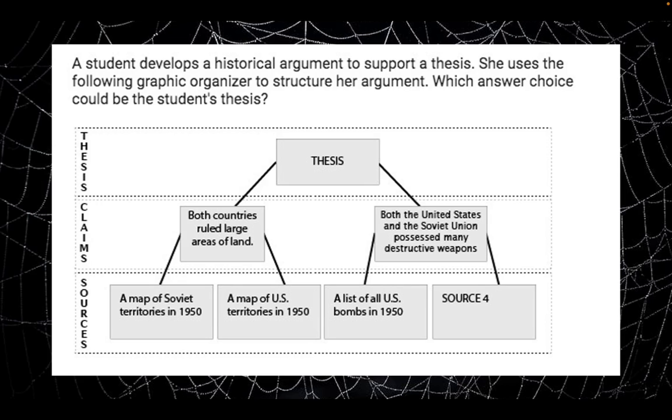So if we were to diagram some sort of argument, you see in this, a student develops a historical argument to support a thesis. He or she uses the following graphic organizer to structure their argument. So this would turn into kind of like an essay. So we begin with the thesis, and then we have 2 subclaims that support the thesis. Now, in this example, when they say sources, that would be the specific historical evidence that could be used to support the claim and eventually support the thesis.